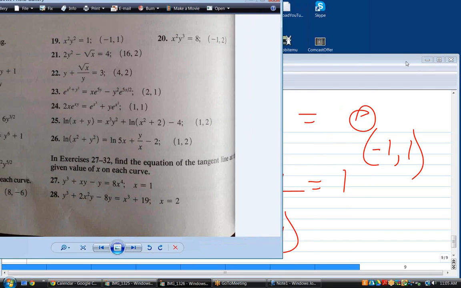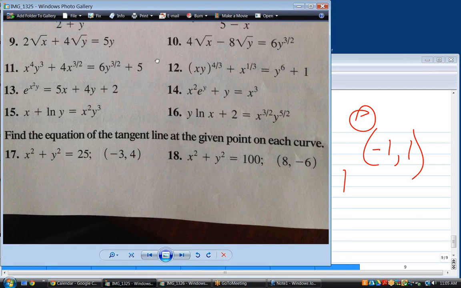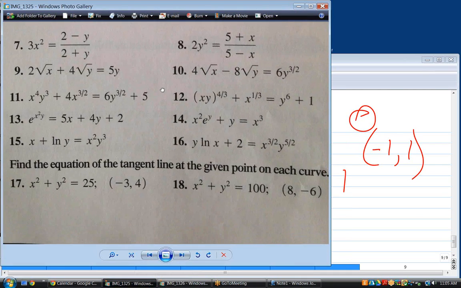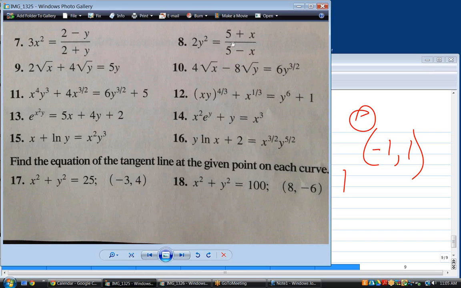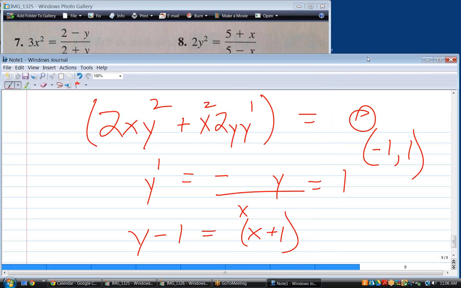Okay, so let's see if we can pick out the hardest ones in both of these sections. And let's see if there's any hard ones up here that we haven't done. That's just quotient rule, quotient rule. These radicals do anything to you? Yeah, you know what? I'd like to go over one of those. Okay, let's do number 9.